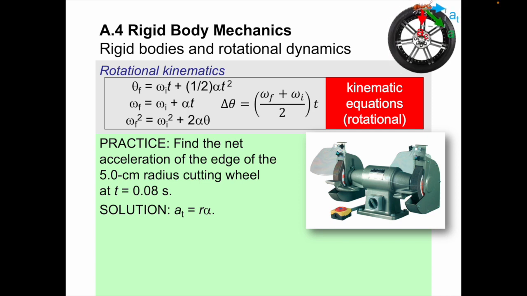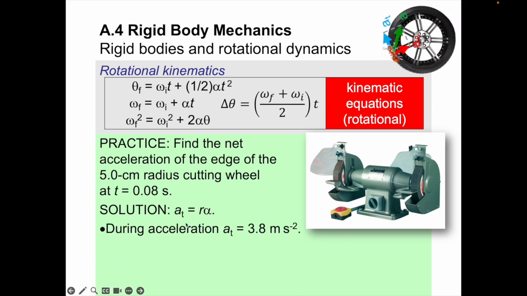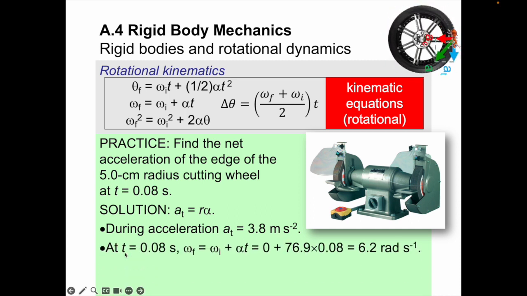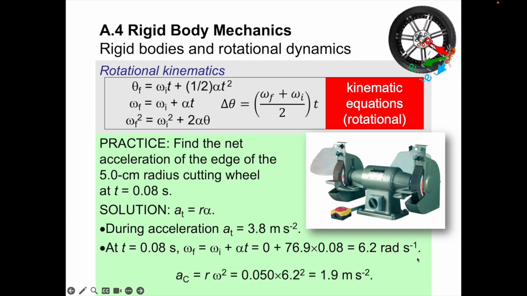So for the solution then, what we can do is once again multiply the radius times the acceleration. We know that during the acceleration is 3.8. And so at time t0, or time 0.08 seconds, we can say with our Suvat formula here, final is equal to initial. This is our v equals u plus at. Plug in our numbers to get 6.2 radians per second.